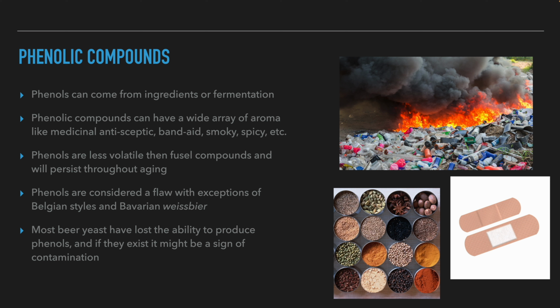Compared to fusel alcohols, phenols will not break down by aging and will remain in the beer even after a very long time. All beer styles consider phenols as unwanted, with the exception of cloves in German wheat beers and black pepper in Belgian beers. Most of the yeast that brewers use have lost the ability to produce phenols, with the exception of wheat beer yeast or Belgian style yeast.